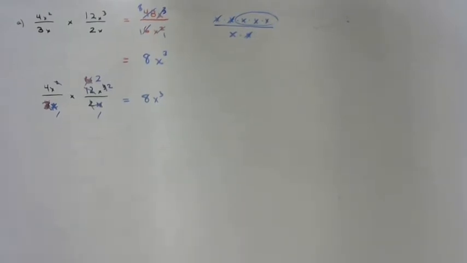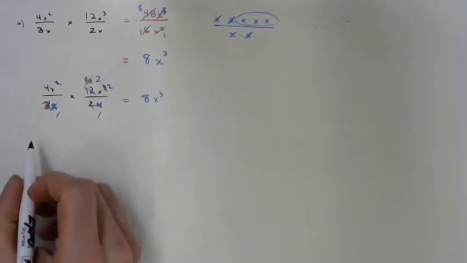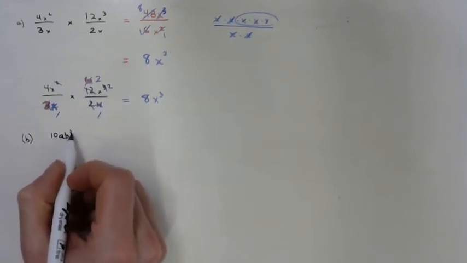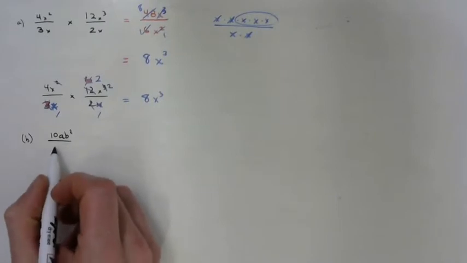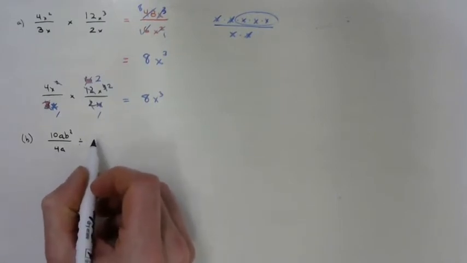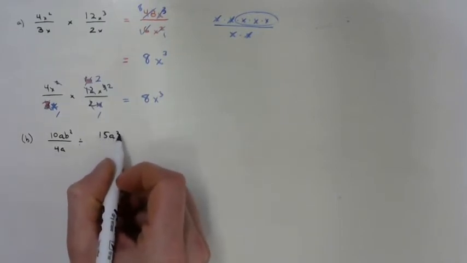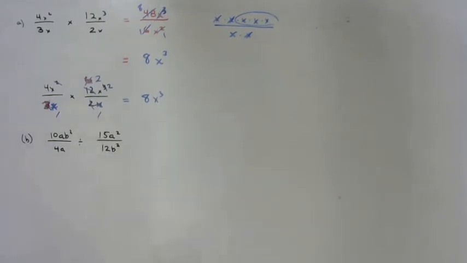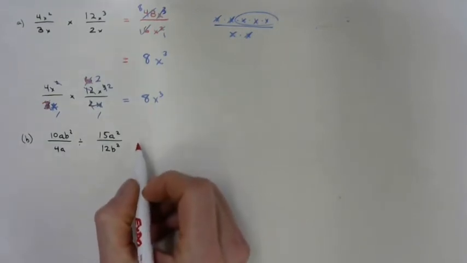Okay, and B says 10ab squared over 4a divided by 15a squared over 12b squared. What's the rule for dividing fractions? I'm going to flip it. Do I have to do that first?